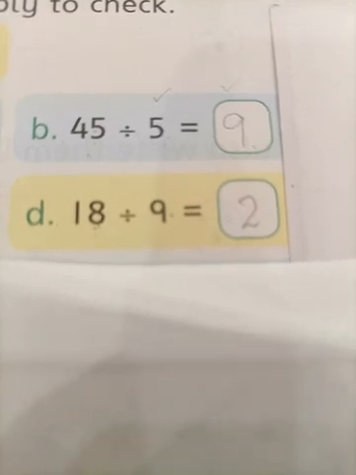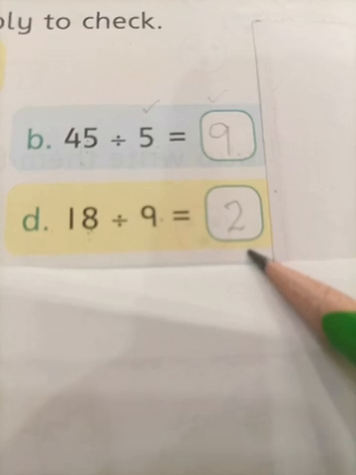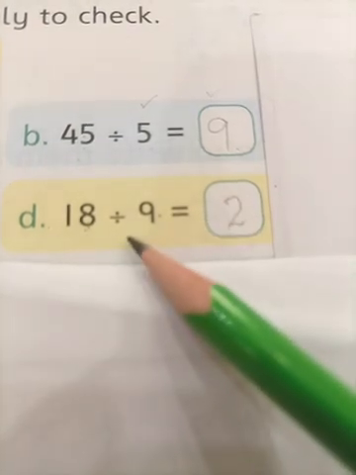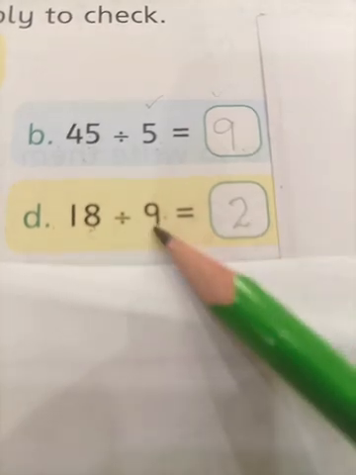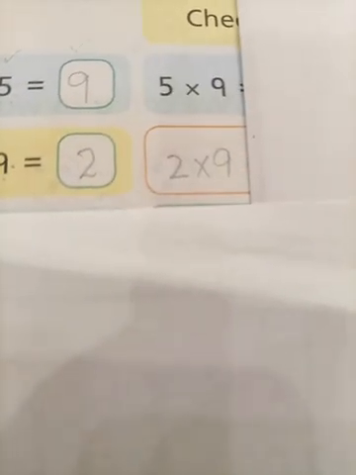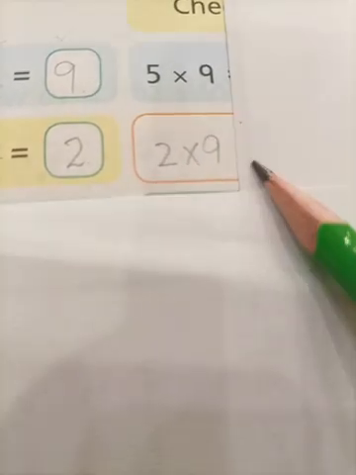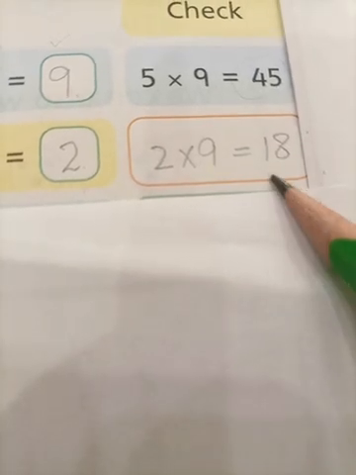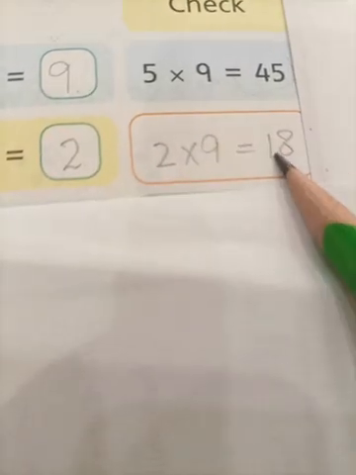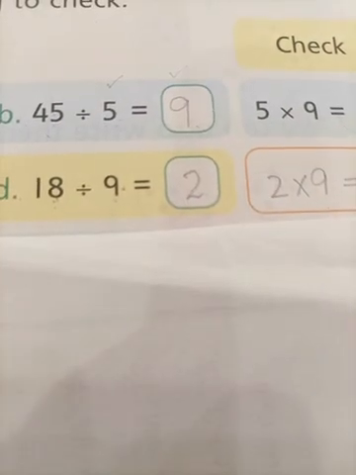Next step is checking. I want to check my answer, whether it is correct or not. So I will do the process of multiplication. I will multiply my answer and my second number. Look at this, I have written this. So tell me students, 2 nines are 18. So here is my answer, that is the same as the first number. It means that our answer is correct.